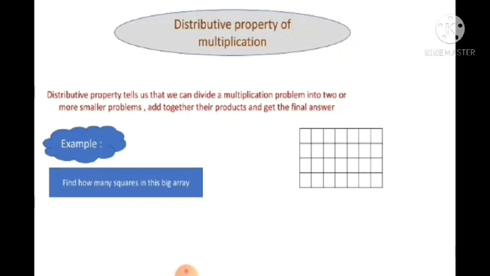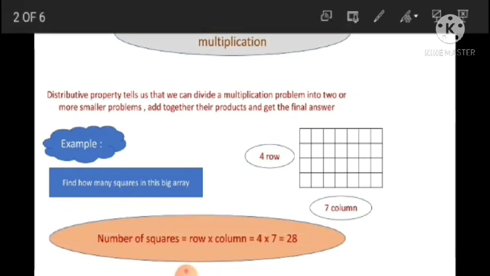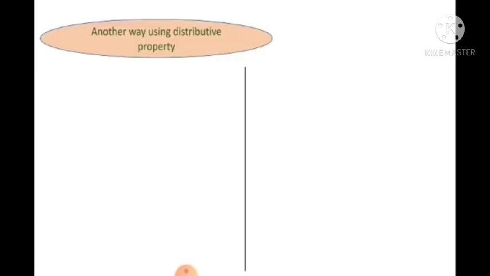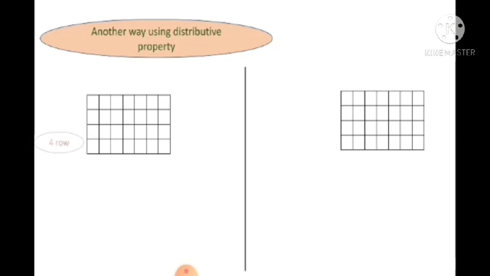find how many squares are in this big array. Here we have an array. We need to know the number of squares. We count how many rows. We have 4 rows. And how many columns? We have 7 columns. The number of squares equals the number of rows times the number of columns. 4 times 7 equals 28. 4 rows and 7 columns equal 28.